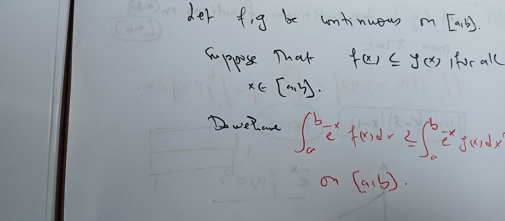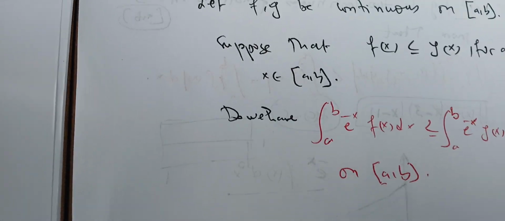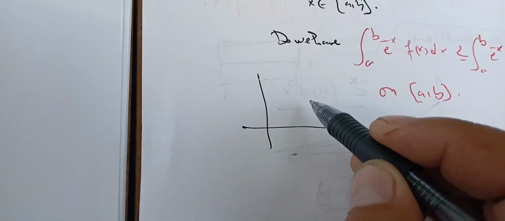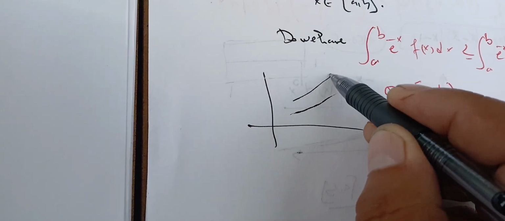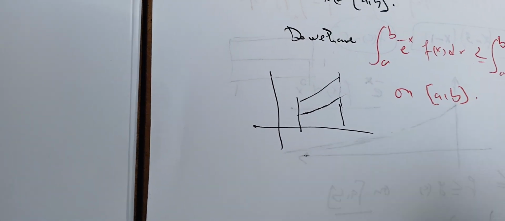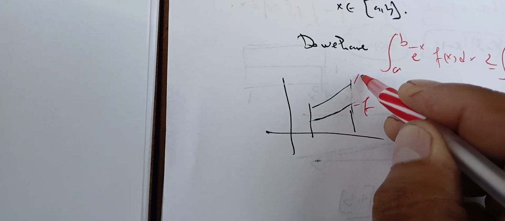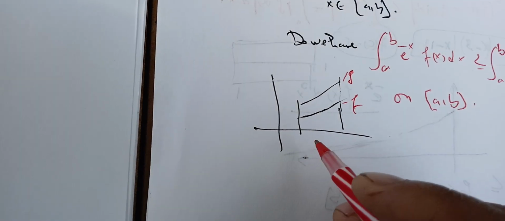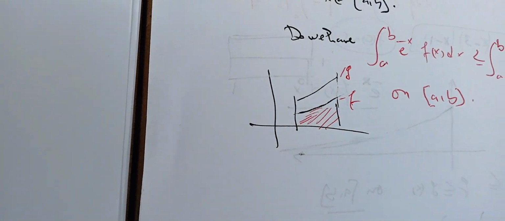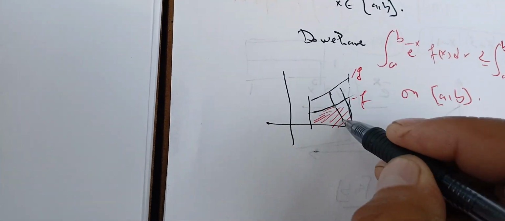So we know that if we are given two functions, f and g, let's make them look like this. This is our f, and this is our g. So the integral of f is this one here, and the integral of g is this one.